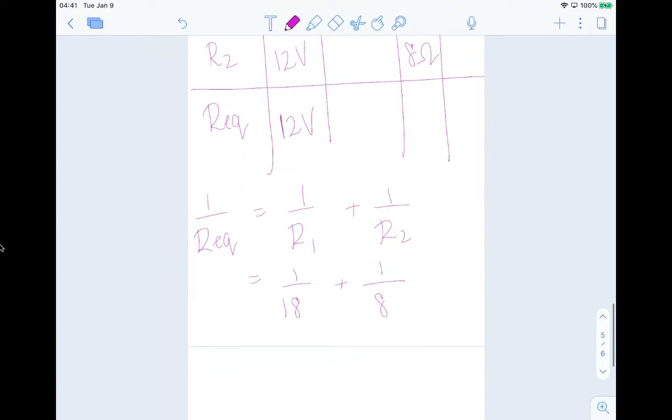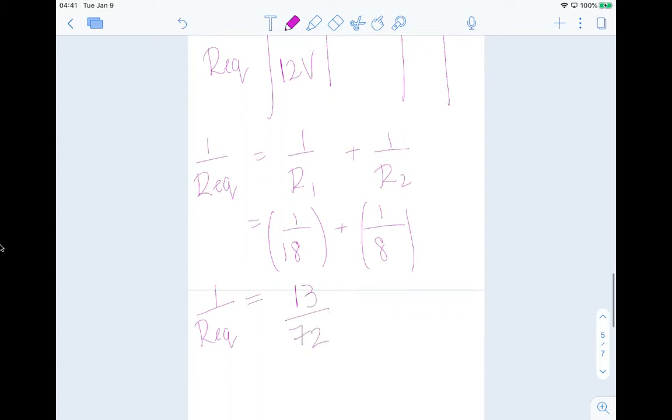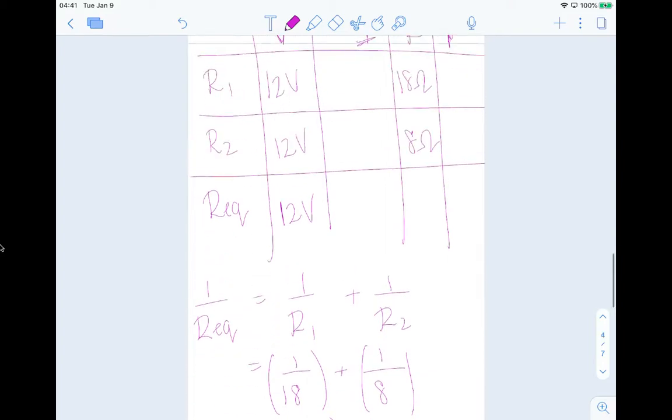So we go ahead, we solve for this here. In parentheses, as always, 1 over 18 plus 1 over 8. You end up with 1 over Req equaling 13 over 72. We go ahead and take the inverse of this because at this point we know that's what we have to do. And you end up with 5.54 ohms.